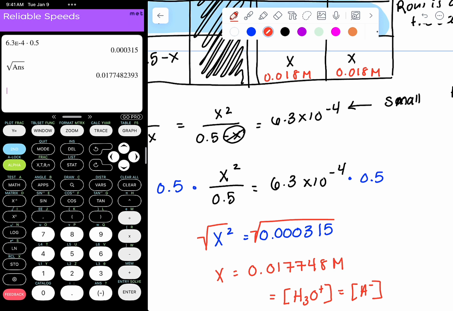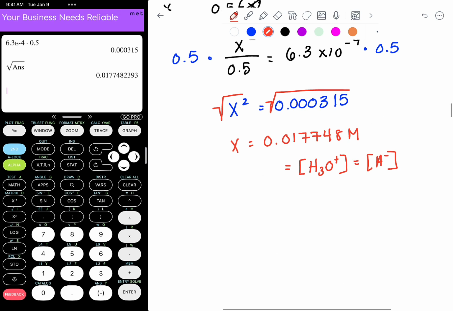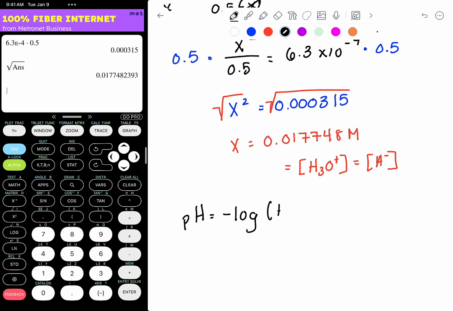So this is where, when we're working with weak acids and weak bases, we do have to go one step further after we finish our ice table. The problem asked us to find the pH, not the H3O plus concentration. But now that we have the H3O plus concentration, we can find the pH. So what we're going to do, we know that pH is equal to the negative log of the H3O plus concentration. So we just plug in that value.